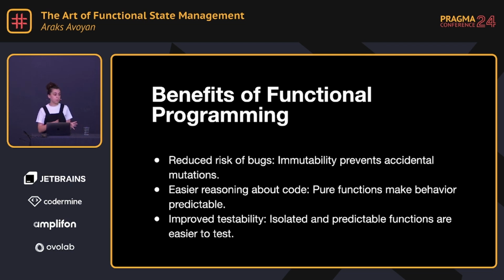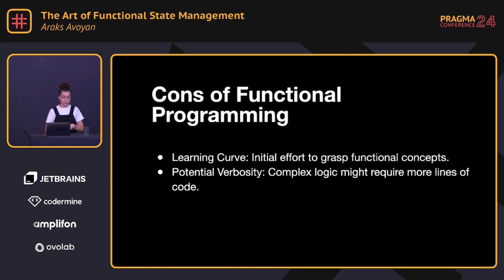By using immutability and pure functions, functional programming offers several advantages for state management. With immutable state, you are less likely to introduce bugs by accidentally modifying data. Pure functions make reasoning about code easier, as the output is always consistent for a given input. Additionally, functional code tends to be more modular and easier to test in isolation.